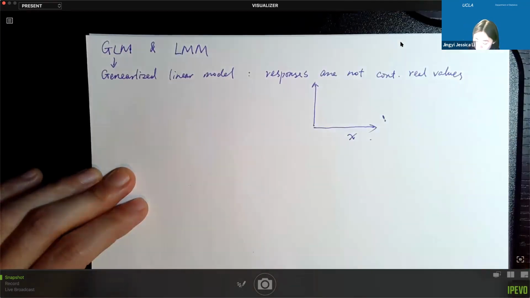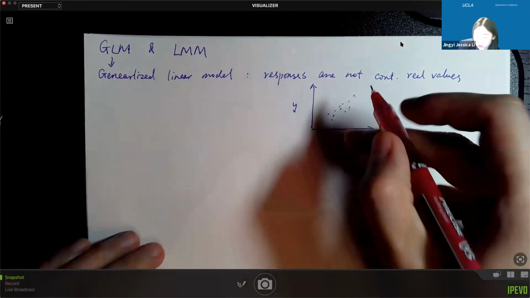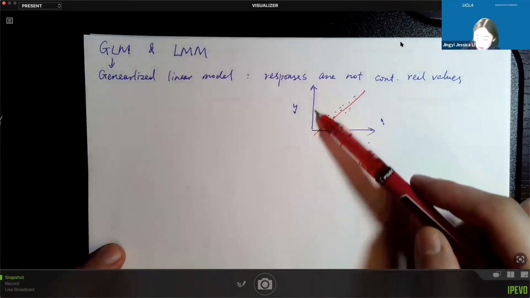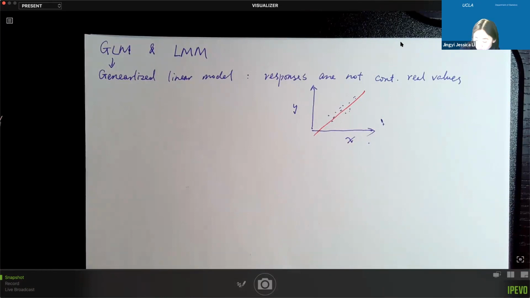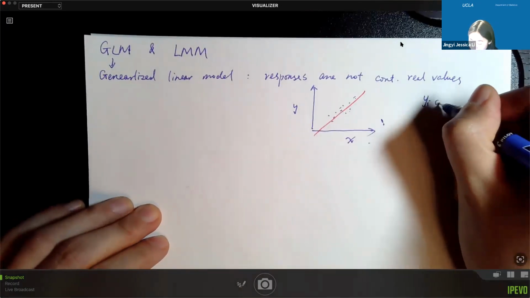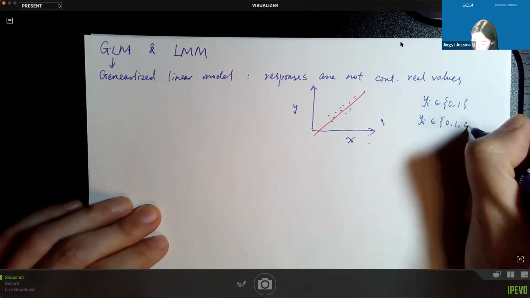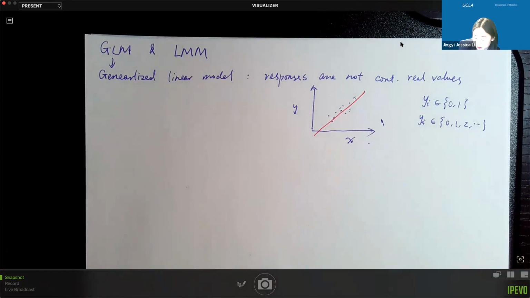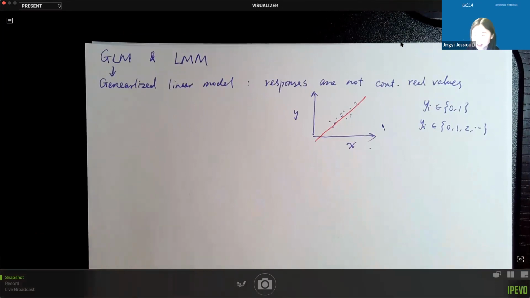Okay, so if this is X, this is Y, and your data points are like this, you fit a line by linear regression. Given this line, the possible range of Y can be from negative infinity to positive infinity. But your Y may not be the case. For example, your Yi may be binary, 0, 1, or your Yi may be non-negative counts like 0, 1, 2, and so on. In that case, clearly this linear relationship is not satisfactory, because your Yi cannot really go down to negative infinity or go up to positive infinity. That's the case where we need to generalize the linear model. Linear model is not sufficient. So that's the motivation of GLM.